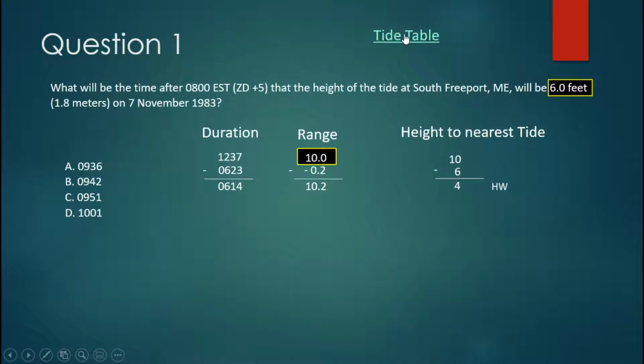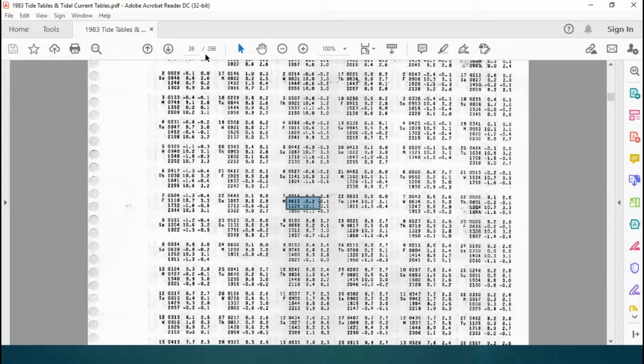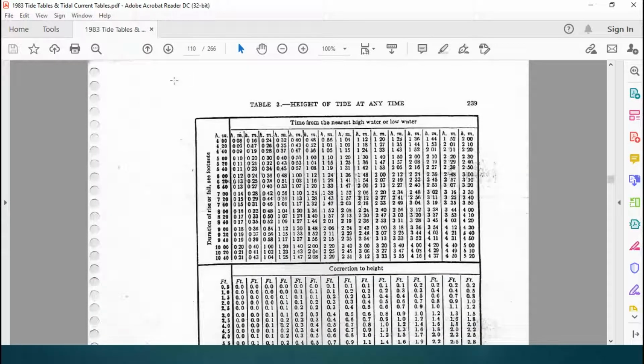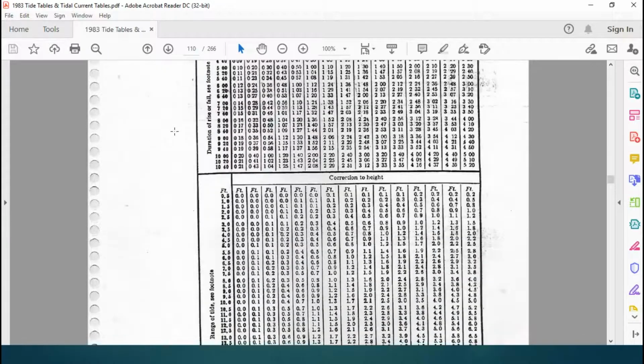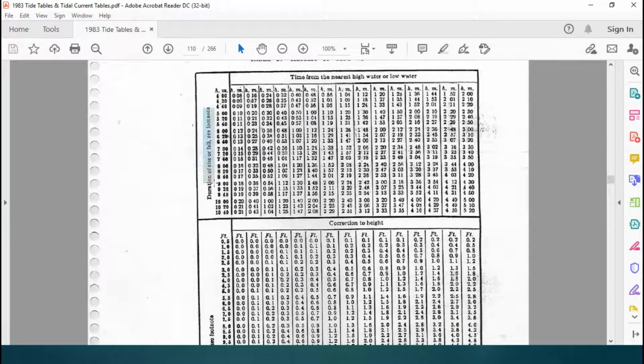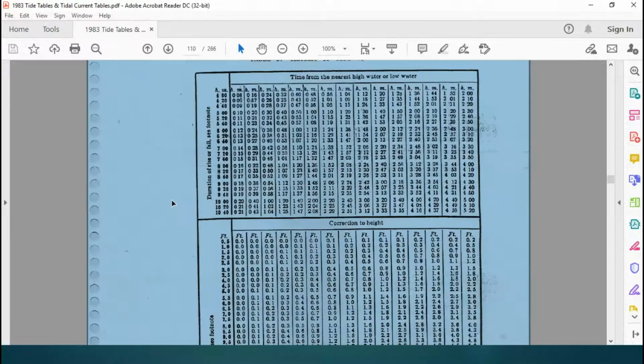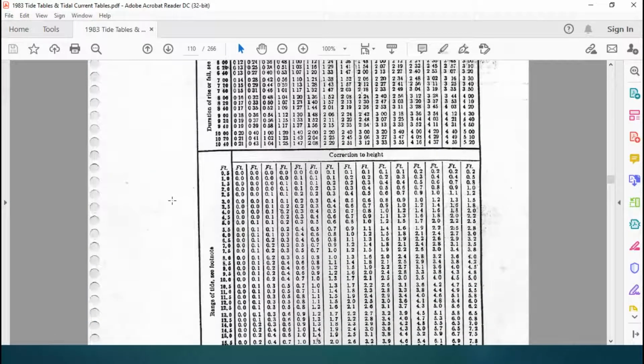So now we can go back to the tide tables and go to table 3, page 110 of the PDF. Instead of, as in the last lesson, entering the table here with the duration, in this lesson we're going to enter the table at the bottom with our range. Now our range is 10.2 feet. So the closest thing we have to 10.2 is this 10-foot line right here. We're going to scroll over until we find that 4-foot correction we're looking for, which is right here.